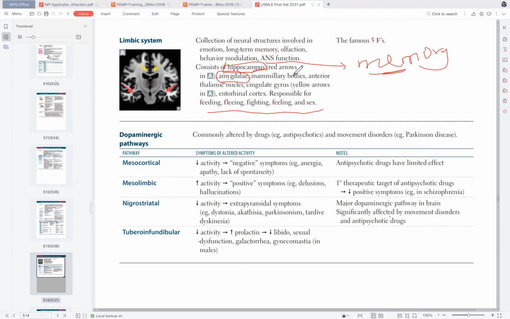Now, there are some patients who have Kluver-Bucy syndrome, where there is destruction of maybe the bilateral amygdala, or over here, this area here, mainly the bilateral amygdala, right? And so those patients will have problems with all these things.